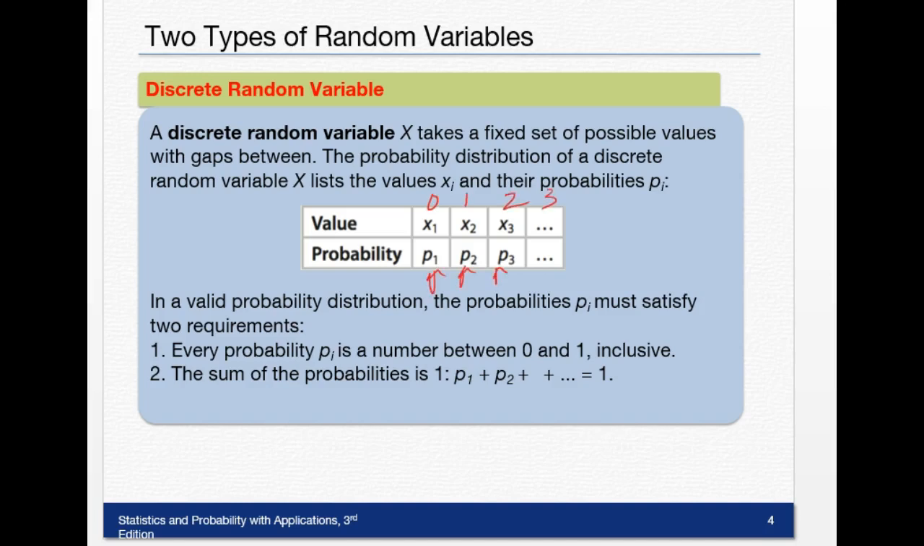Now, in a valid probability distribution, the probabilities, all of this bottom row, must satisfy 2 requirements. Every probability is a number between 0 and 1 inclusive, meaning it could be 0 and it could be 1, but it's not going to be greater than 1. So notice between 0 and 1 there's a lot of decimals. So you're going to have fractions, less than 1 decimal. The other requirement is that the sum of all these probabilities has to add up to 1.